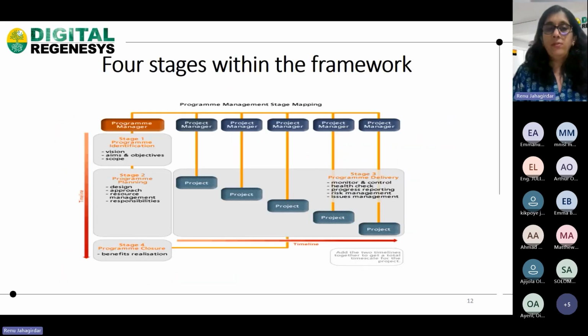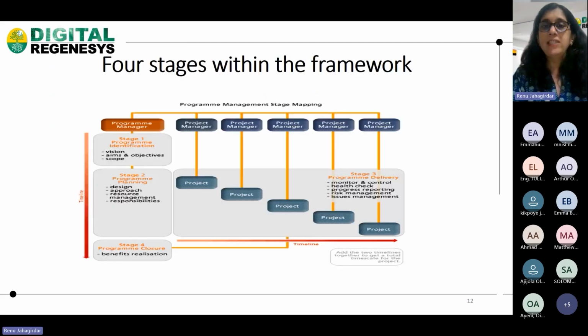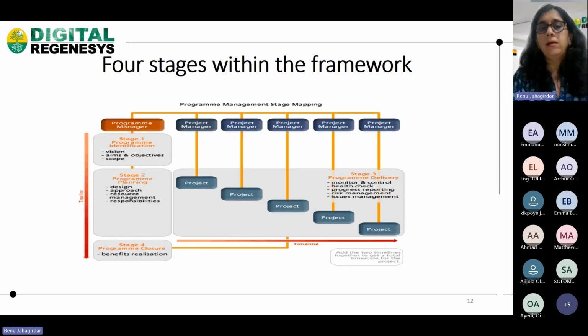Okay, 4 stages within the framework. Number 1, again, this is an explanation of all this, but let me quickly take it. Program management stage mapping. Stage 1, program identification, that is vision, aims, objectives, scope. Stage 2, design, approach, resource management responsibilities. Stage 3, program delivery. And stage 4 is program closure.